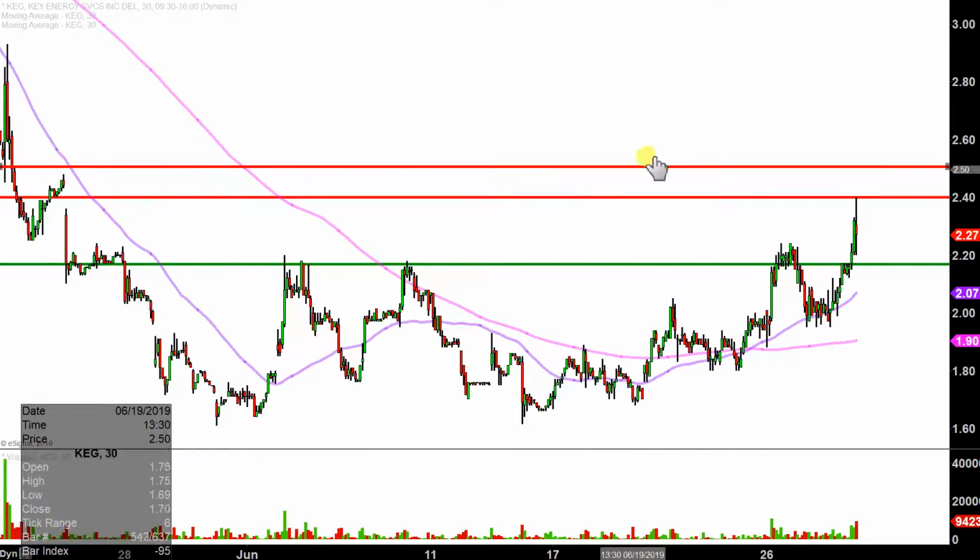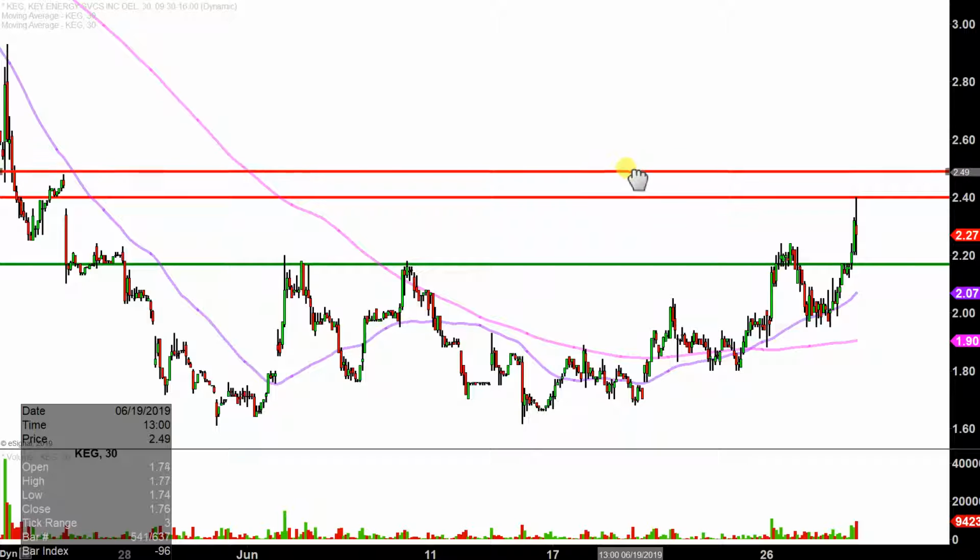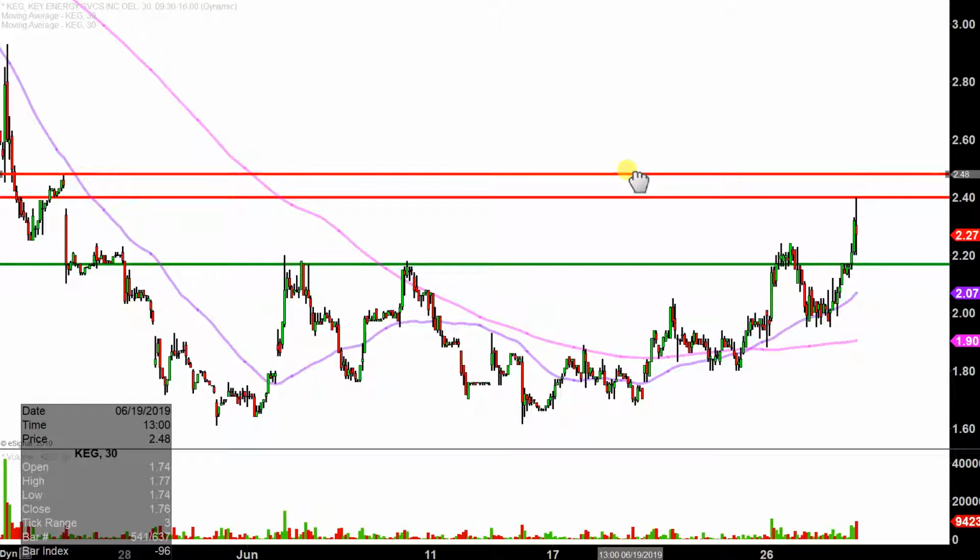This is a good problem to have, though. When the chart has to be expanded this much, that just tells you that the price has not been up this high for a very long time. So assuming you're bullish, like I said, definitely a good problem to have. So next key level would be up there at $2.50.